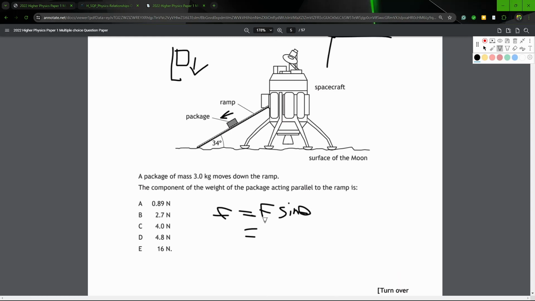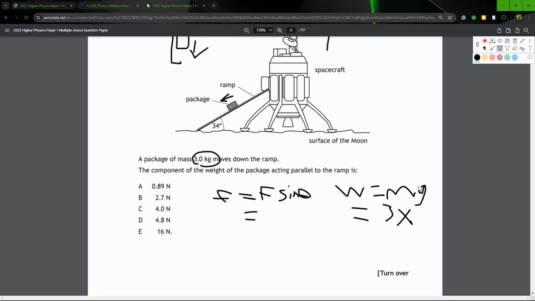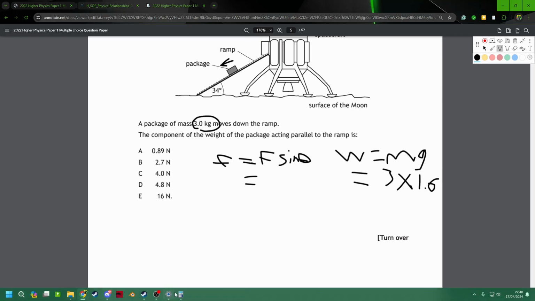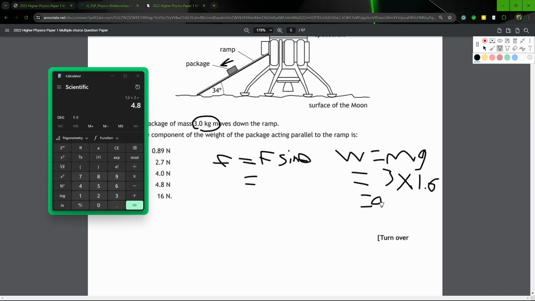Okay, and then we need to calculate the weight of this. So we can do that with W equals mg. I've done this in a slightly terrible order, but here we are. And well, what's g? It tells us 1.6. So I'm going to pull up my calculator here. So 1.6 times 3 gives us 4.8. So that's 4.8 newtons.